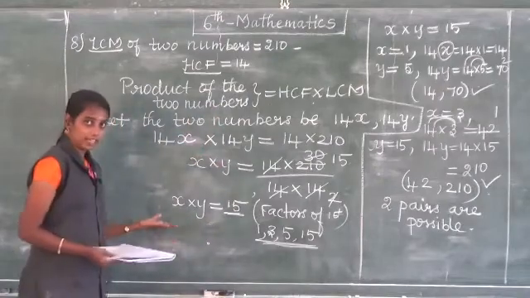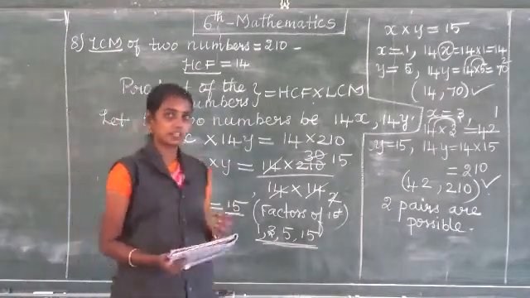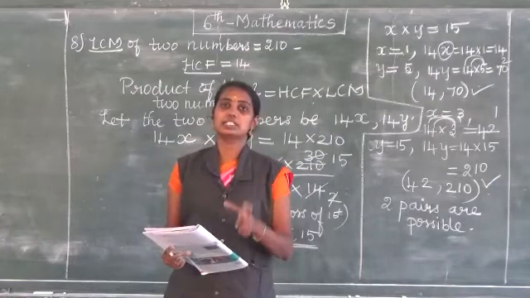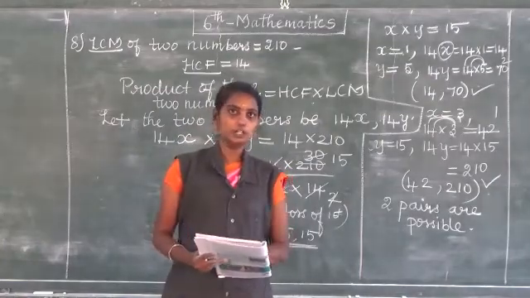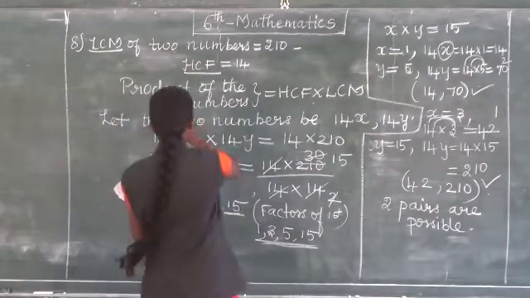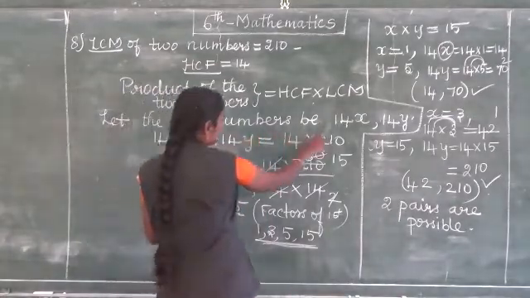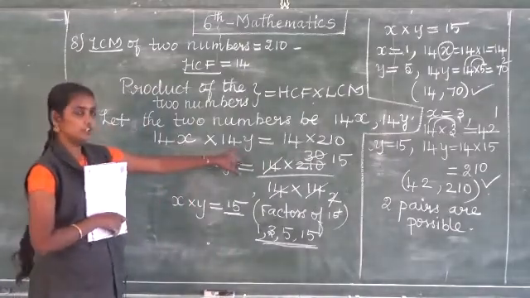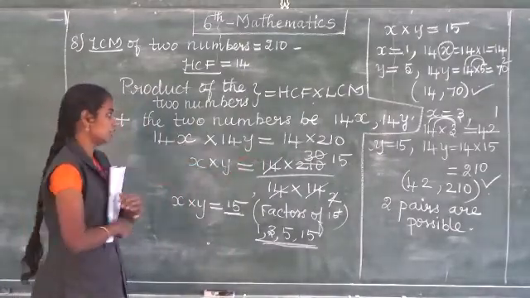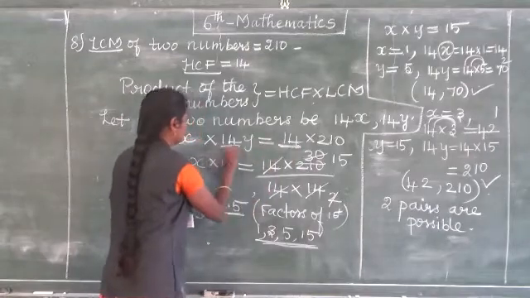So it may be anything, but here we have the clue with the HCF. HCF must be the multiple of the two numbers. So I assume the two numbers to be 14x and 14y. Here I applied 14x into 14y. It is an assumption based on the HCF only.